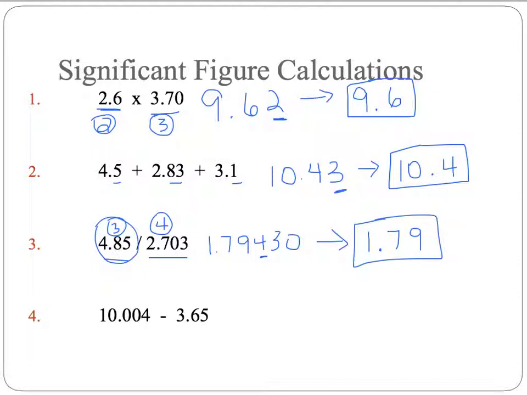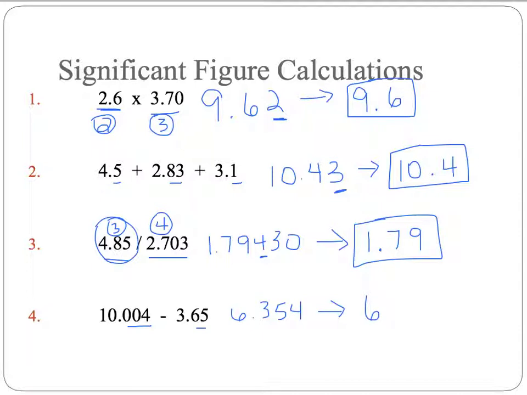Alright, the last problem on this paper wants you to subtract. So go ahead and do the calculation. 10.004 minus 3.65 gives you 6.354 in your calculator. But in this case, we're subtracting again, so we need to look at decimal places. This one has 3 decimal places. That one has 2. So I need to round my answer to the least, which would be 2.